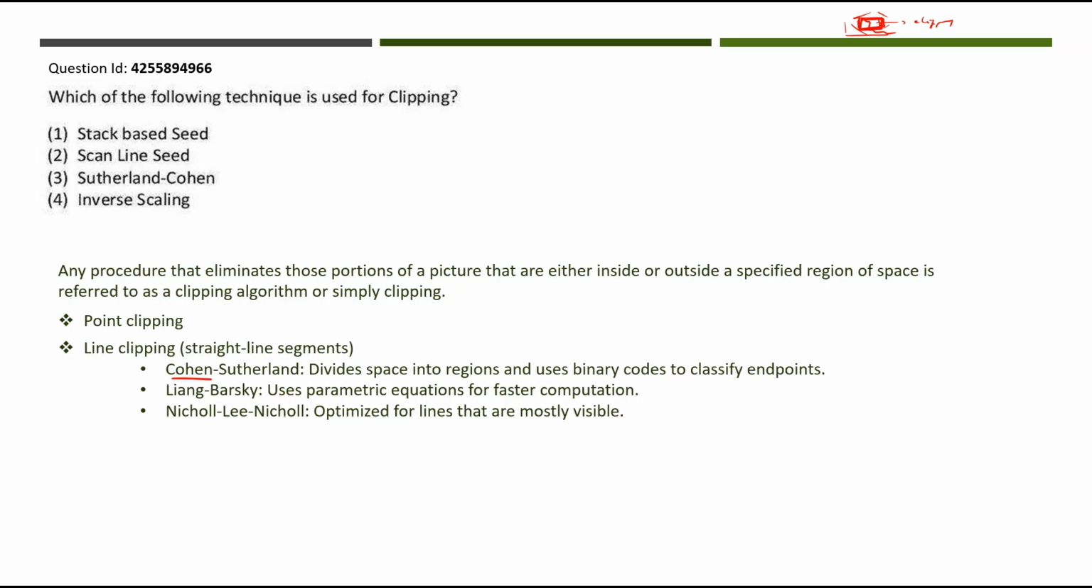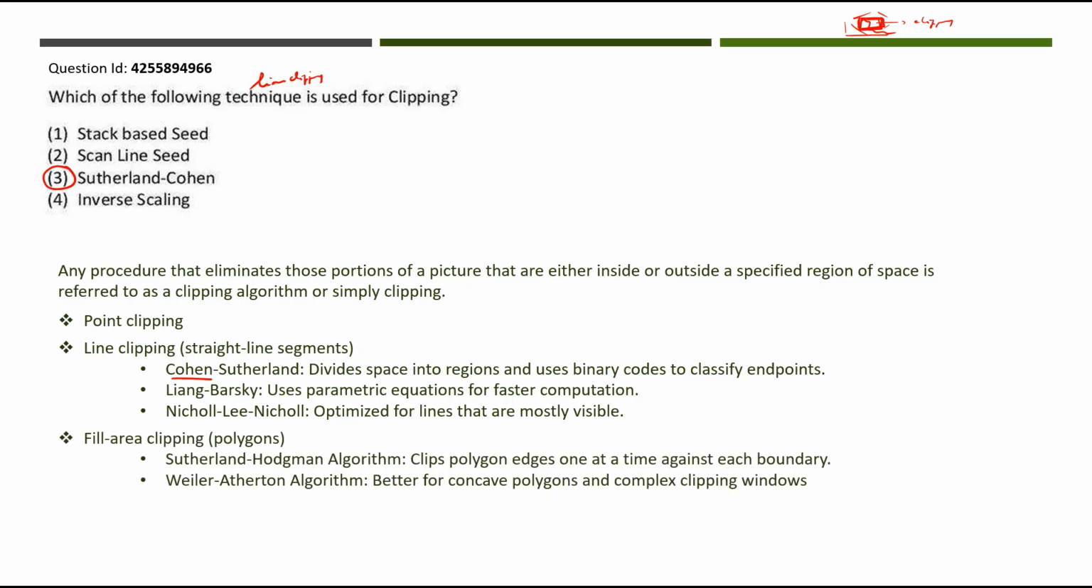So from this we can mark option number 3, Sutherland-Cohen, as the right answer, because it's a line clipping technique. So you have to know which clipping has this particular algorithm. That's why I am listing it under the clipping technique. Then we have fill area clipping, that is polygon clipping we will say. Sutherland-Hodgman algorithm, and we'll have Wheeler-Atherton algorithm.